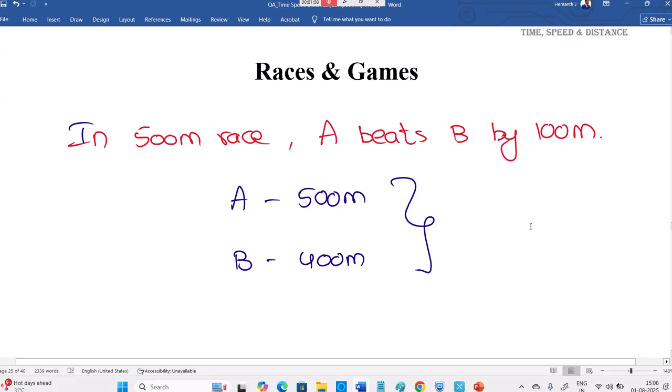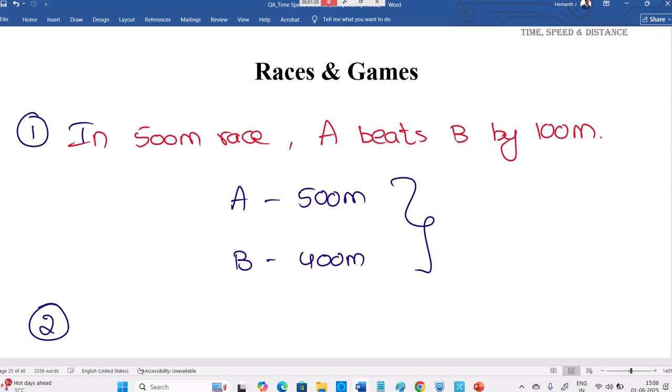That statement we can claim only when this is the situation. So in a question, whenever you have that statement, A beats B by 100 meters in 500 meters means this. If it is a 1000-meter race, same statement, A is 1000, B is 900. So that's one statement. First we should understand.